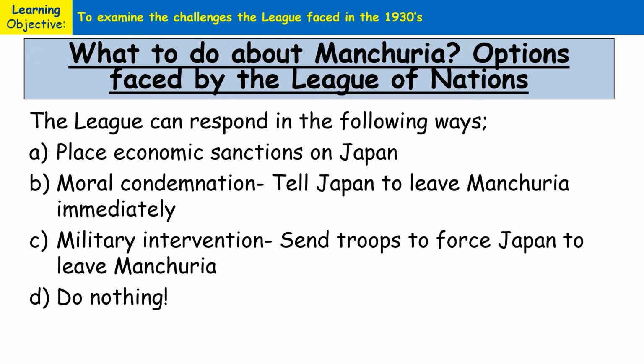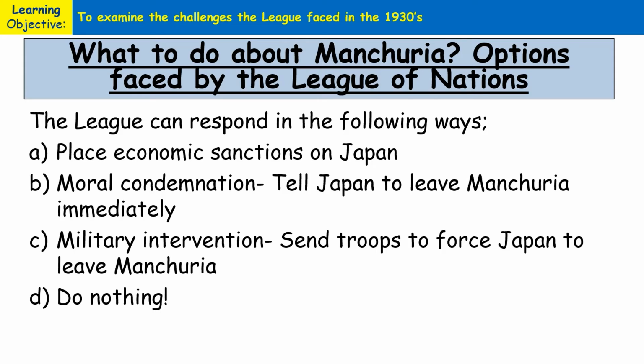Now, China appealed to the League of Nations for help, and the League could have responded in a number of different ways. So it could have potentially placed economic sanctions on Japan. It could have basically given moral condemnation, which is basically telling Japan to leave Manchuria. It could have tried to establish military intervention to force Japan to leave Manchuria, or it could have done nothing.